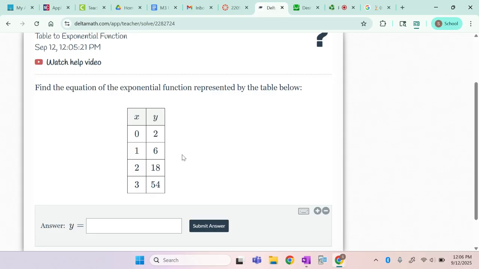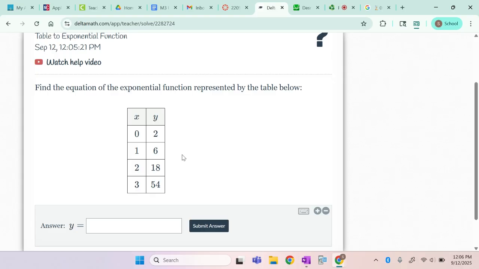Typically, if you remember geometric sequences, which is when you're multiplying by a number to get to the next number and so on and so forth, geometric sequences you can write as an exponential equation. Now, I'm going to show you two ways to do this. I'm going to show you how to do it by hand, and I'm going to show you how to do it by Desmos.